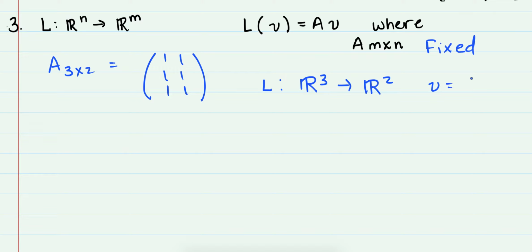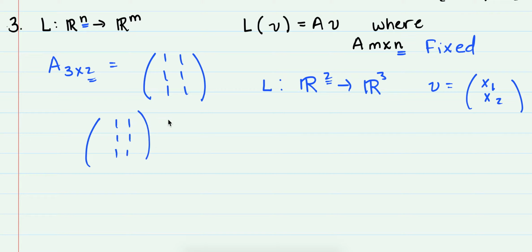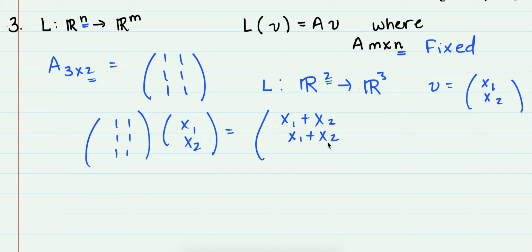So your vector v could be (x1, x2). Sorry, this should be, you're taking R2 to R3. See, here's the n, here's the n. So this is a 2, and I need to take R2 to R3. And all you have to do is say the matrix of 1s times (x1, x2) will be x1 plus x2. In fact, you'll have that 3 times.